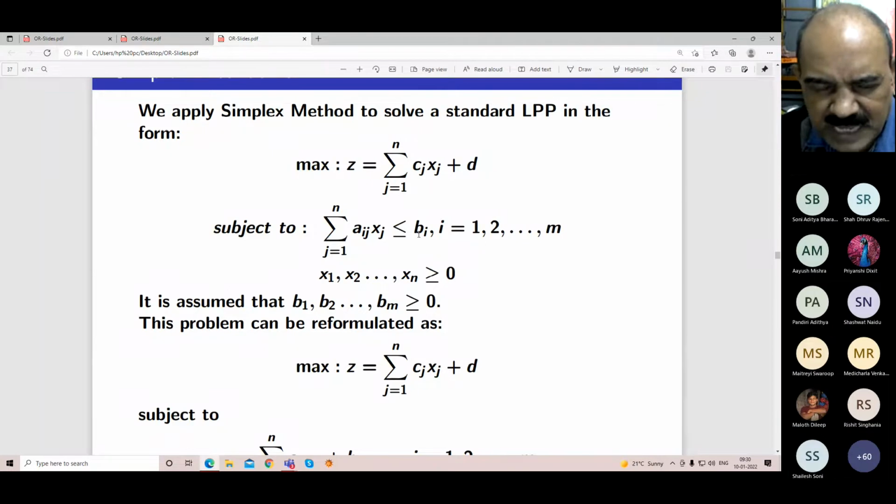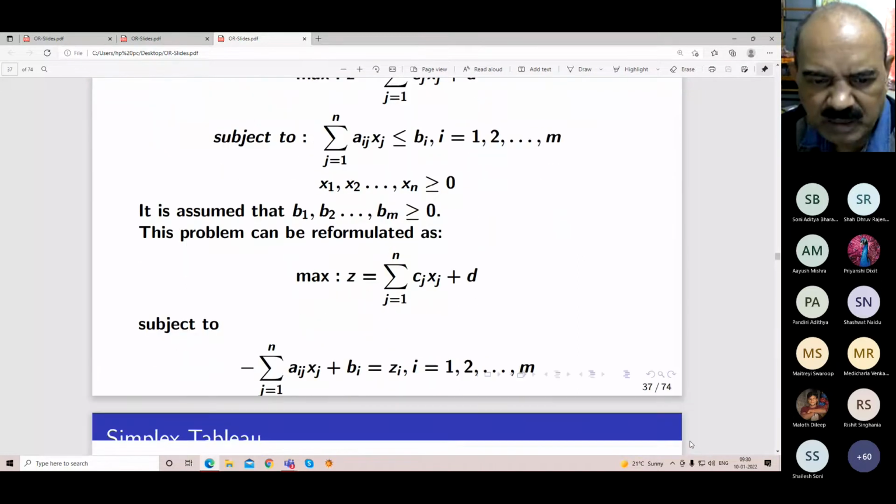If this assumption is not there, there is some problem, because since they are arbitrary constants, we have to mention what is happening to the right hand side. The right hand side is strictly non-negative. So this is our assumption, and this problem we are formulating in this manner.